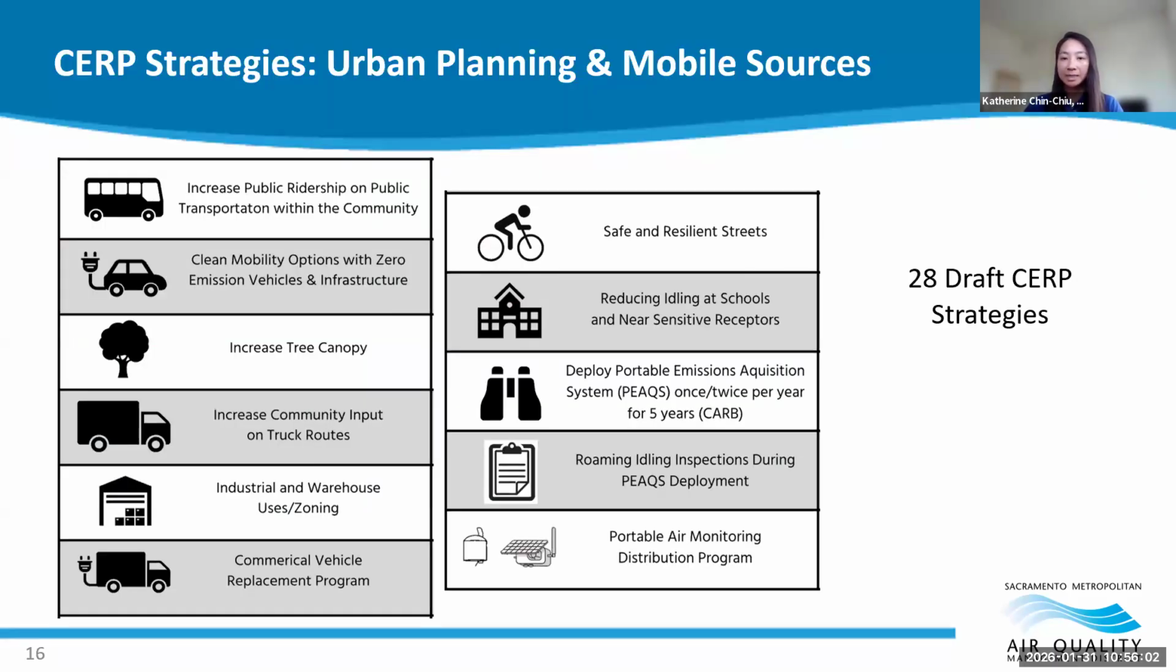Moving to slide 16. So a total of 28 strategies were developed. The ones listed on this slide here are the strategies developed in the urban planning and mobile sources group. Some strategies developed here include increasing tree canopy, industrial warehouse zoning, and safe and resilient streets.